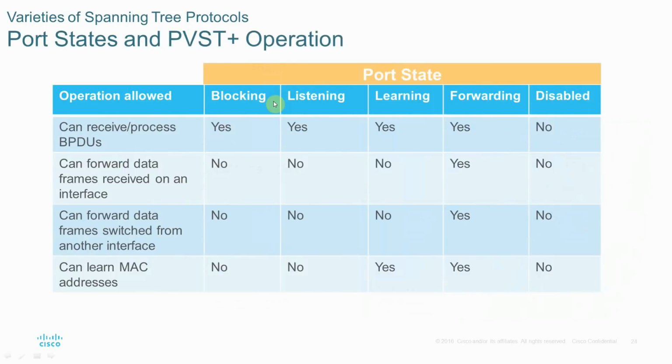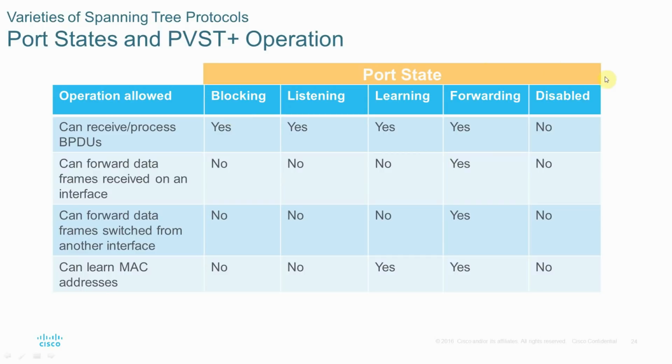If you connect a link to a switch, from one PC or from one switch to another switch, the port will go through different STP states. So what are the different STP states? The port states are blocking, listening, learning, forwarding, and disable. So these are the different port states.